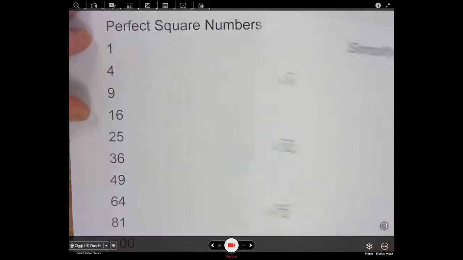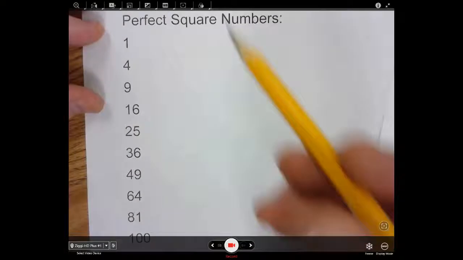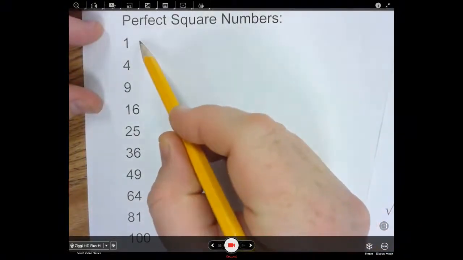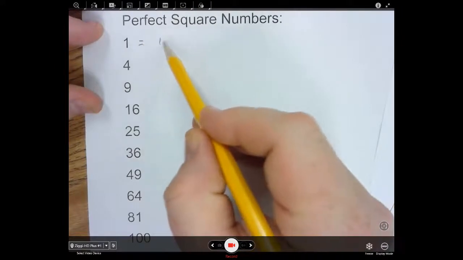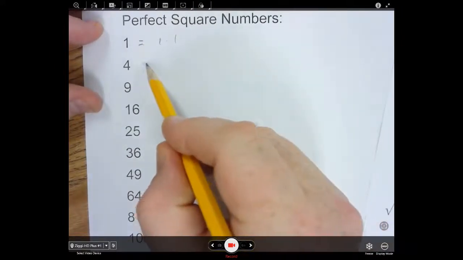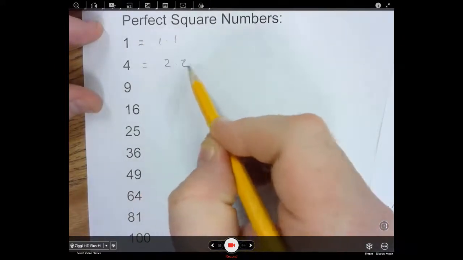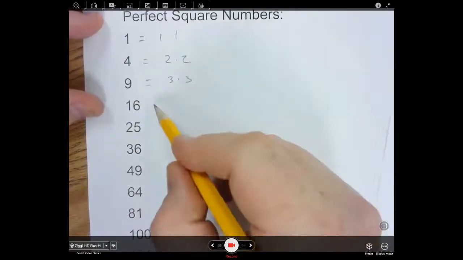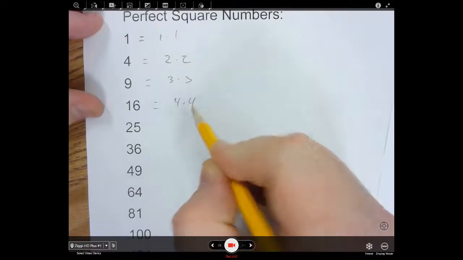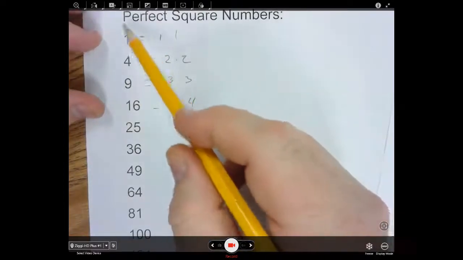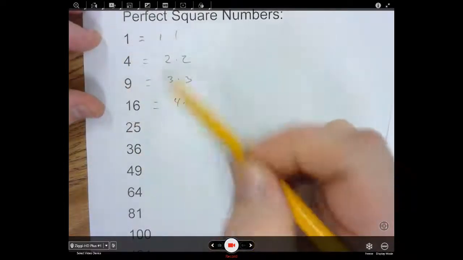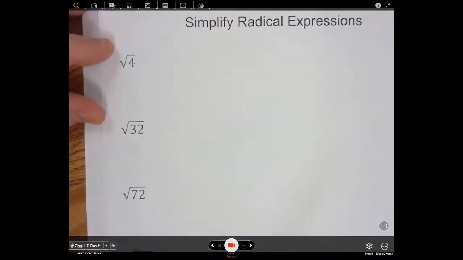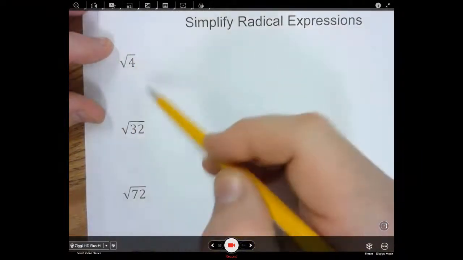In order to simplify radicals you have to know what perfect squares are, and we get these numbers from multiplying a number by itself. So 1 is equivalent to 1 times 1, and 4 is equivalent to 2 times 2, and 9 is equivalent to 3 times 3, and then we follow this pattern. So this is what we're looking for, a number times itself, and these over here are called the perfect square numbers. So when we go to simplify, we want to divide all the perfect squares out of a number.